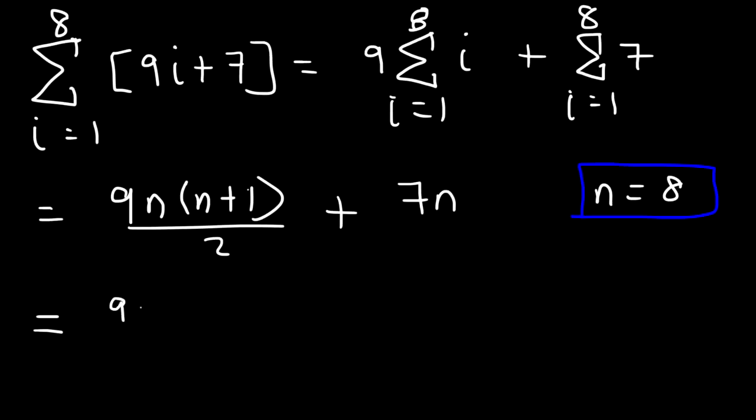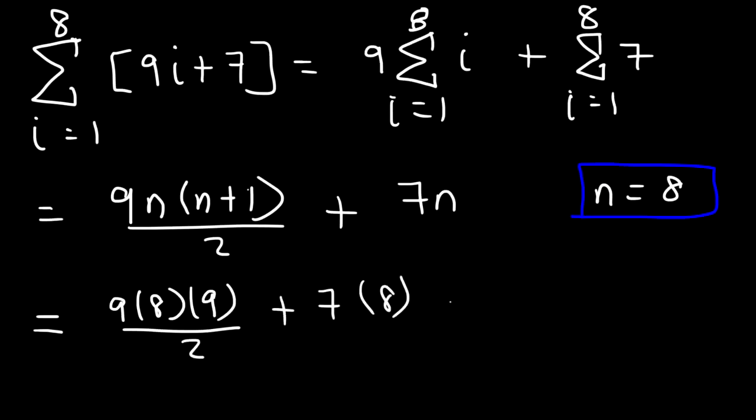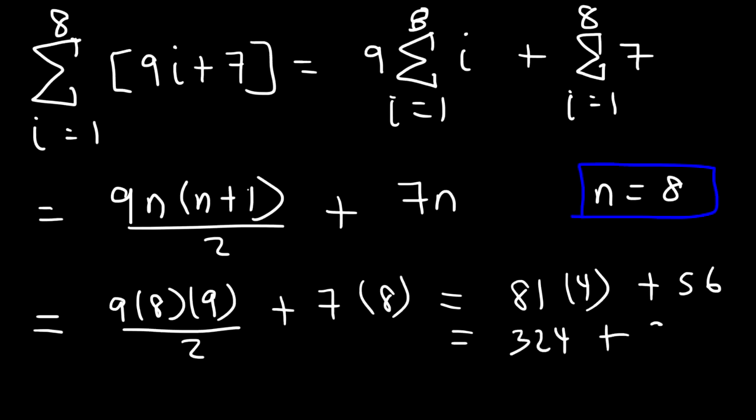So this is going to be 9 times 8 plus 1, which is 9, divided by 2, and then plus 7 times 8. Now, 9 times 9 is 81, and 8 divided by 2 is 4, and 7 times 8 is 56. 81 times 4. 80 times 4 is 320, and then 1 times 4 is 4, so that's 324. If you add 56 to it, that's going to give you 380, which is the final answer.